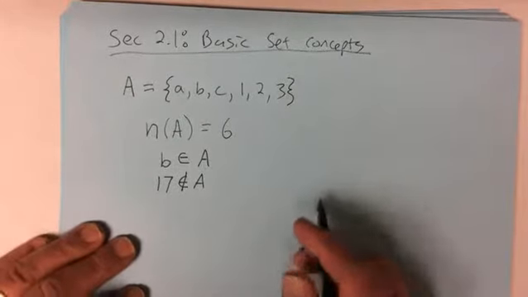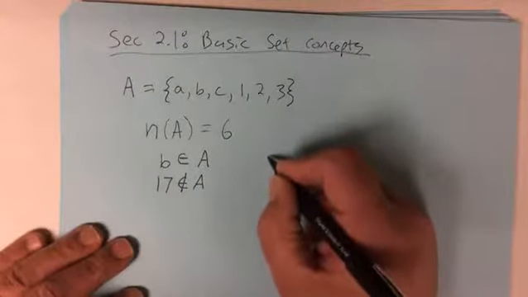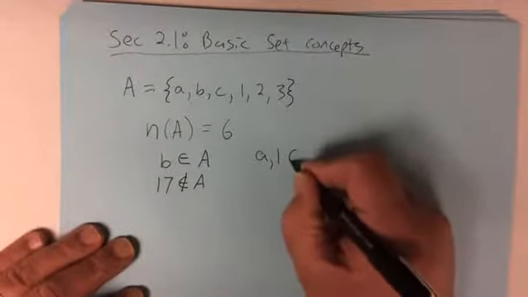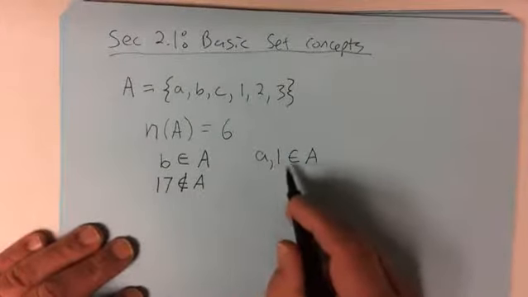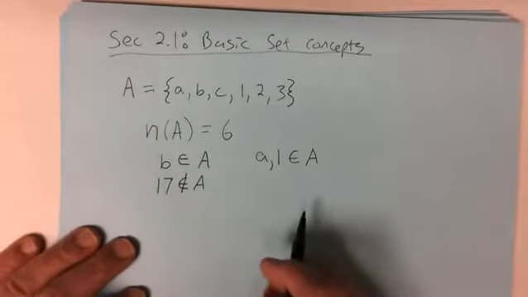Okay. Now, if I wanted to say, let's say A and 1 are elements of set A, I could say A, comma, 1 are elements of set A. These 2 elements are elements of set A. So you could do it with multiple elements.